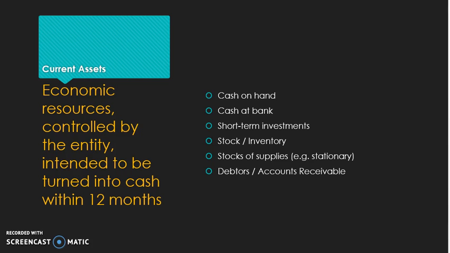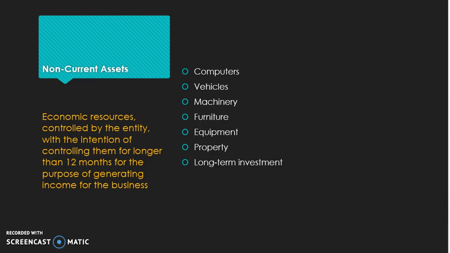Some companies actually buy their stationery in stock, in bulk because it's more efficient to use that. But you've really got to count that and just decrease it as it's used. And debtors are accounts receivable, because we're going to get that back in cash within a 12-month period.